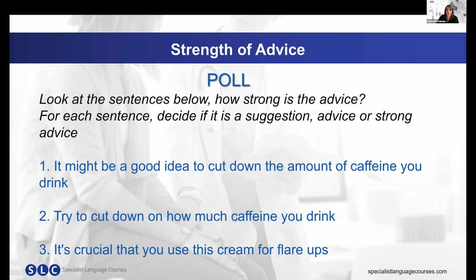Okay, you should be able to see that on your screen now. So I'd like you to read the 3 questions and then decide for each one, is it suggestion, advice, or strong advice?